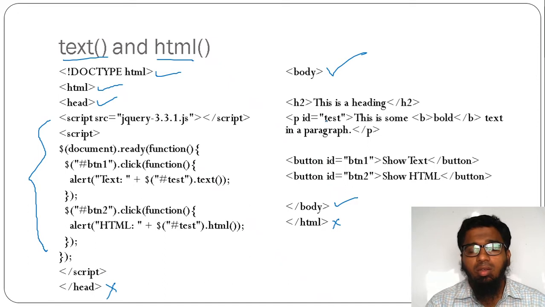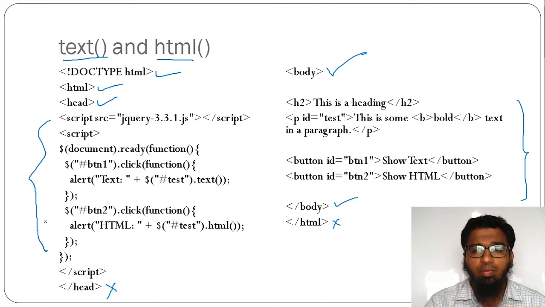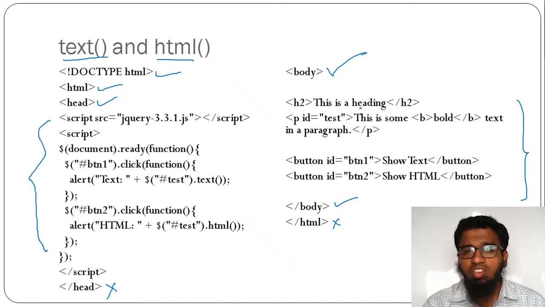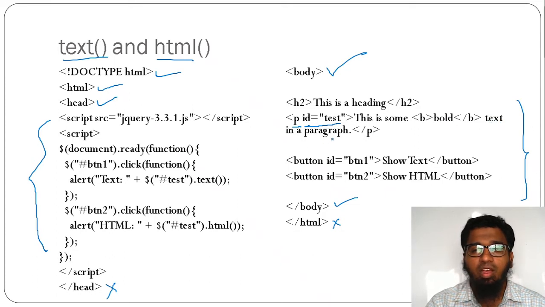Here first I will show you this, then we will go to scripting. Here H2 is a heading tag, with an opening tag and closing tag, which we already saw in the first class. And here we are taking a paragraph, and for the paragraph we are giving the ID. What is ID? Test. This is some bold text in the paragraph.